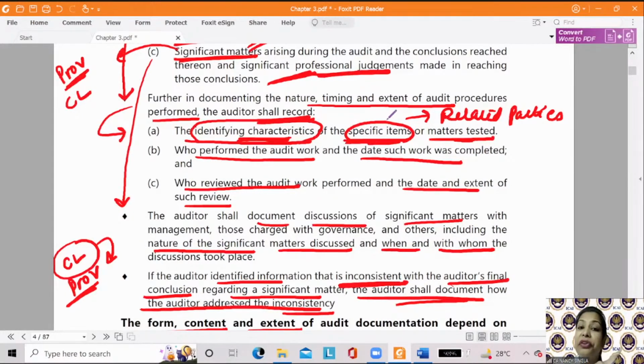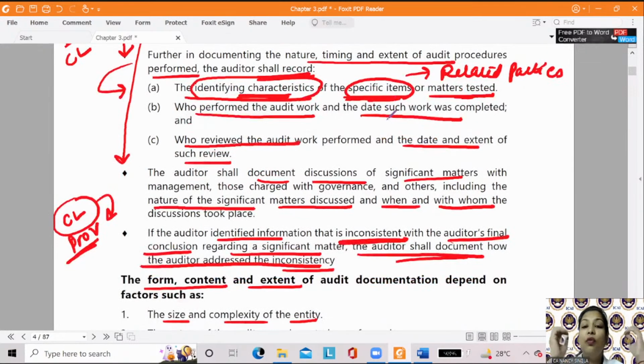I gave an example: the debtors were checked, but some of them were related parties. Then what were the identifying characteristics: who did the work, when, and who reviewed it. The engagement partner also reviews the work. So who reviewed the work, and the date and extent of such review. Then, in case of significant matters, you must have discussed them with management.